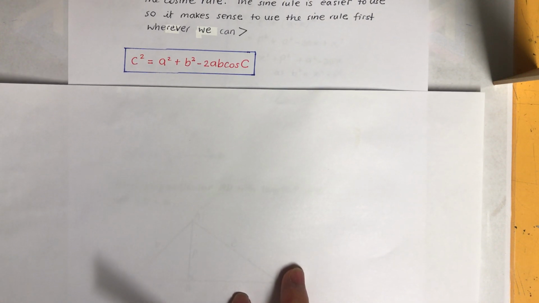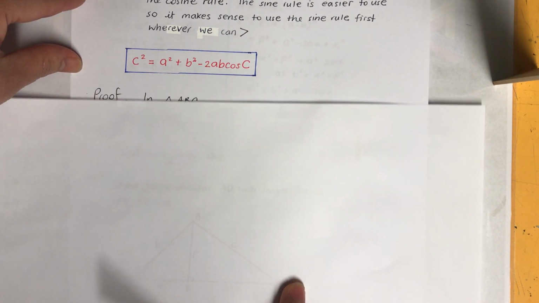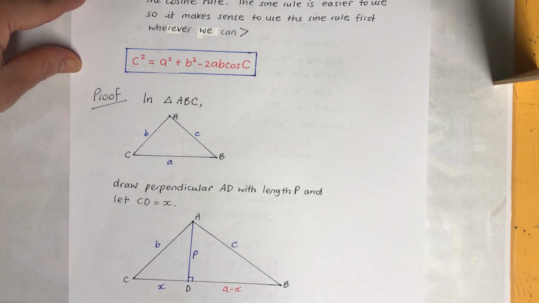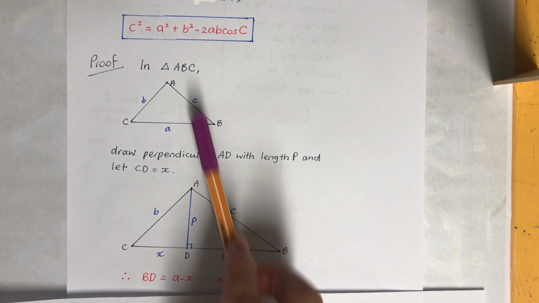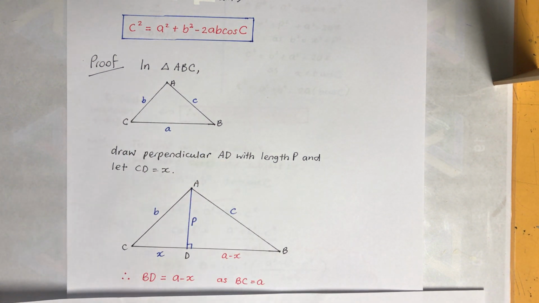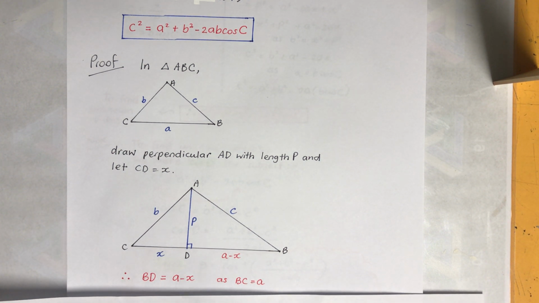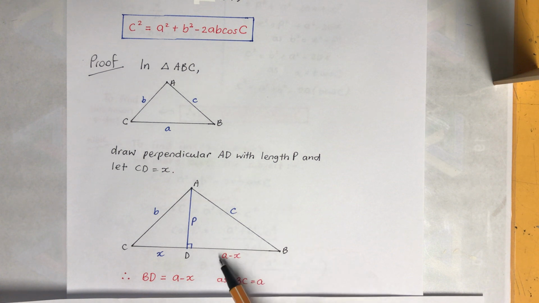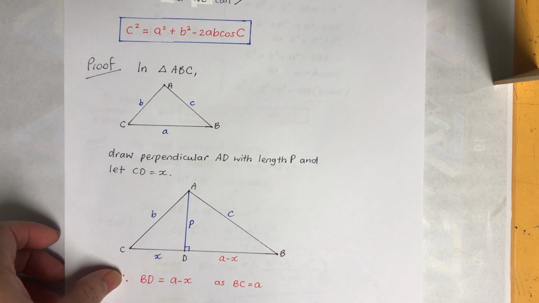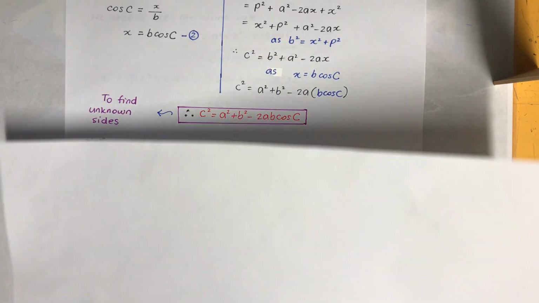Now this is the cosine rule. You need to memorize this, and the proof will be: in triangle ABC, draw a perpendicular AD with a length P and let CD equal X. So if I call that X, and that was supposed to be A, to get the BD, obviously A take away X will be the rest. Okay, so that's the introduction of that.